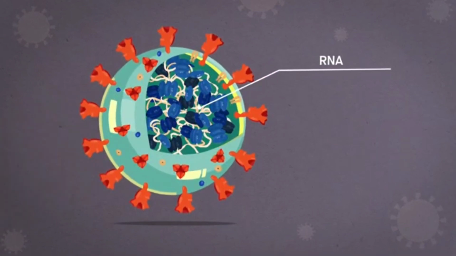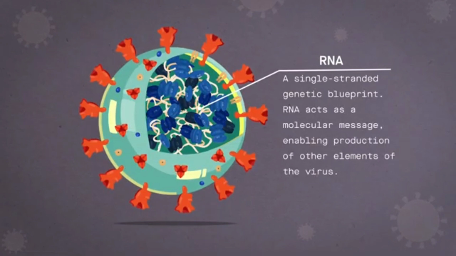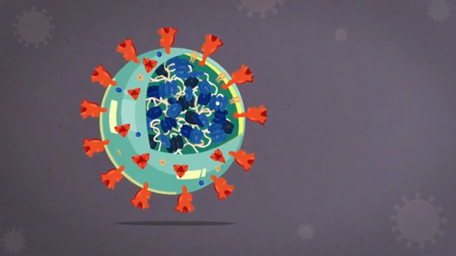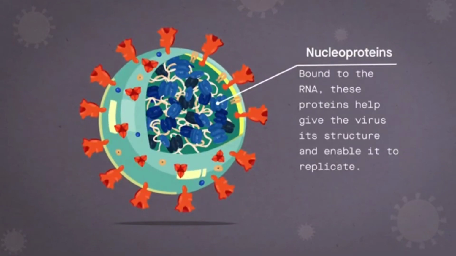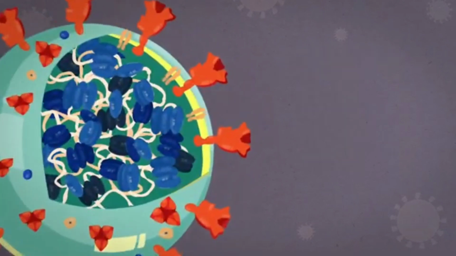At their core, coronaviruses contain a genetic blueprint called RNA. Similar to DNA, the single-stranded RNA acts as a molecular message that enables production of proteins needed for other elements of the virus. Bound to this string of RNA are nucleoproteins that enable it to replicate.